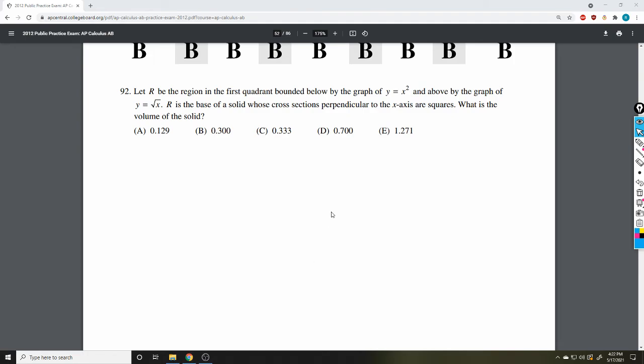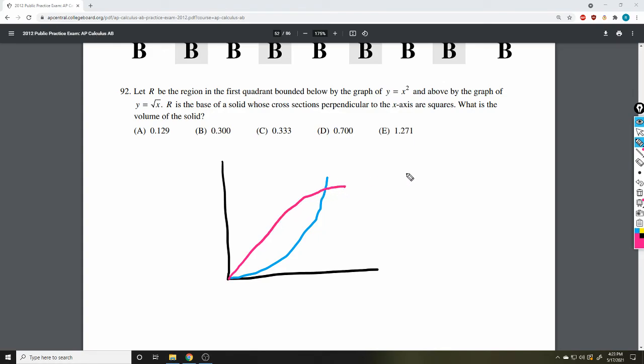And finally, a nice little cross-section question to finish this off. So we have x squared and square root of x, which I'm going to go ahead and graph now. And the cross sections there are squares. And hopefully you know without a calculator that these intersect at 1, 1.